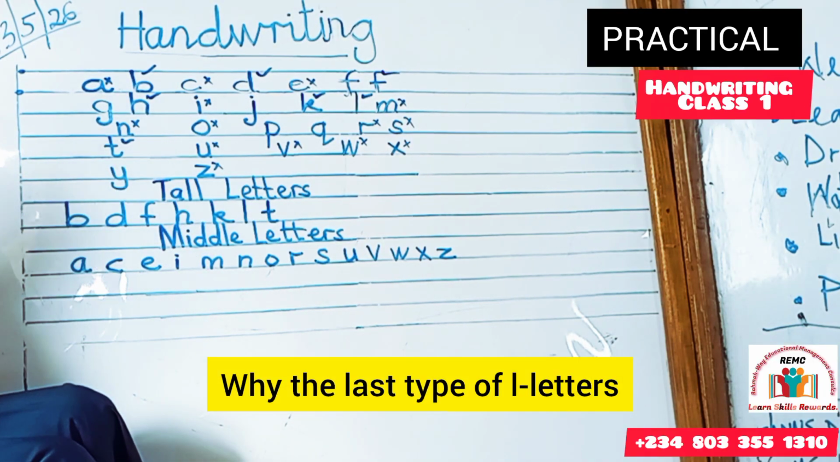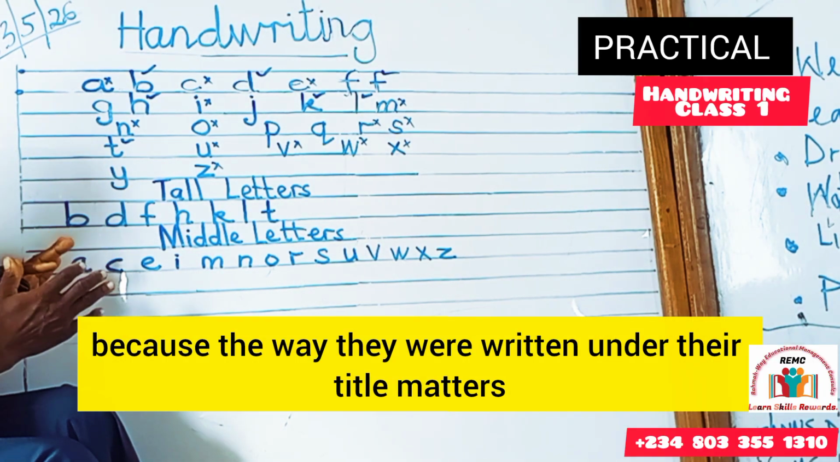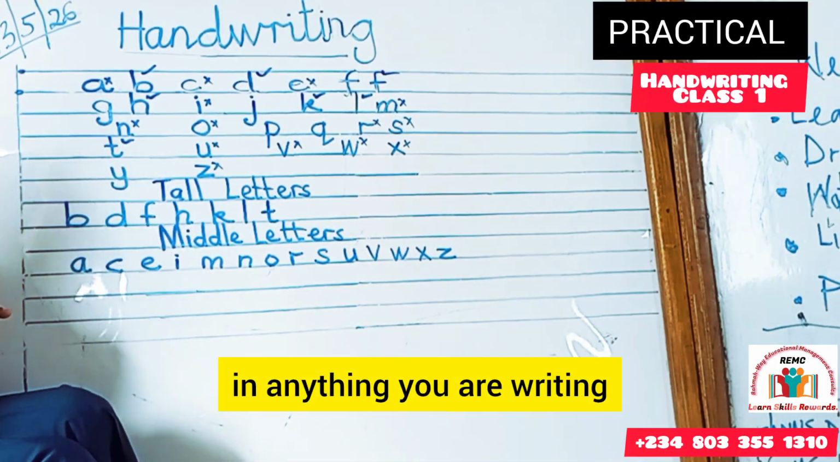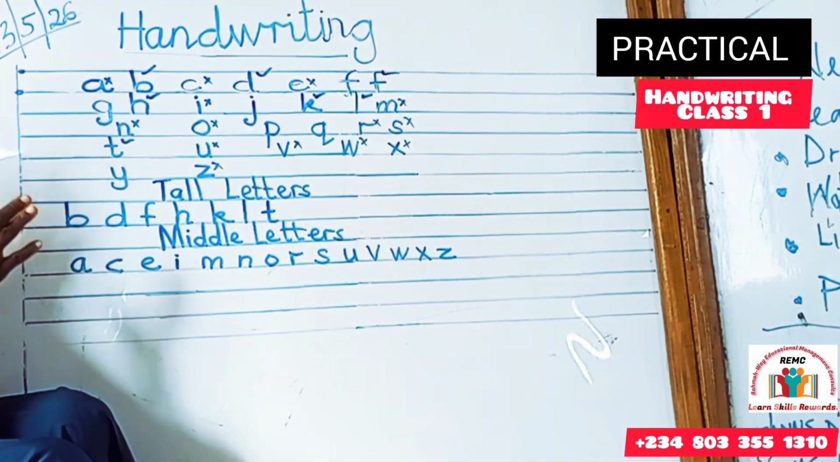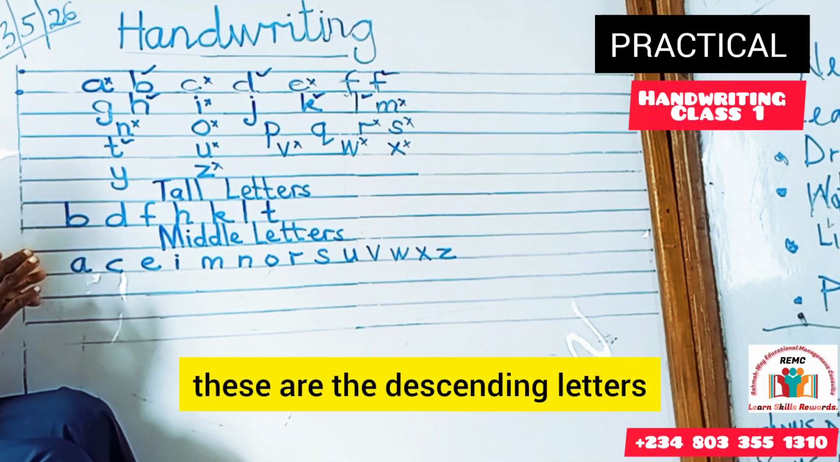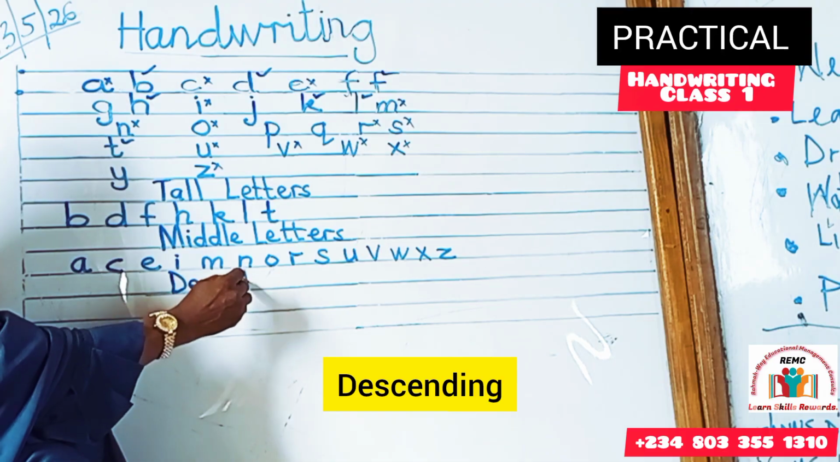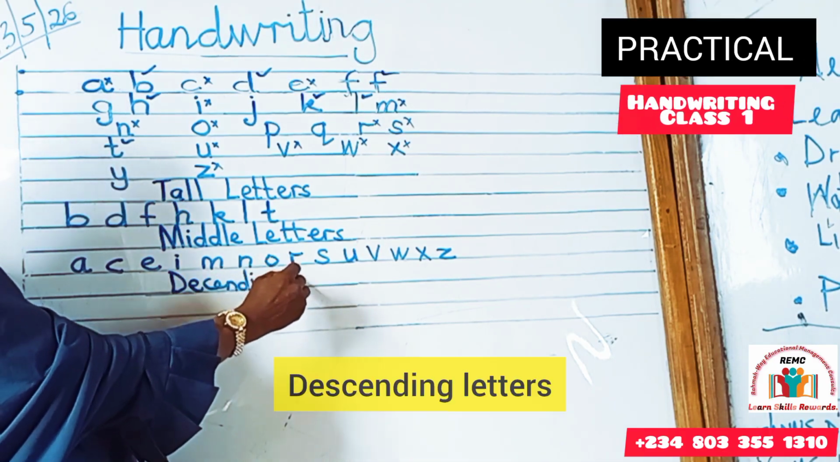Now the last type of letters that you have to identify, because the way they were written under their title matters. That is where they should stay while you are writing any word in anything you are writing. Now we have the last type of the letter, and these are the descending letters. Let's write them. Descending letters.